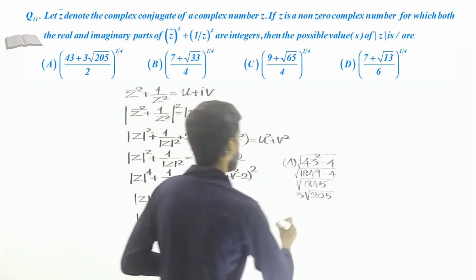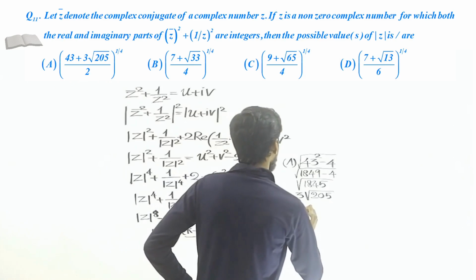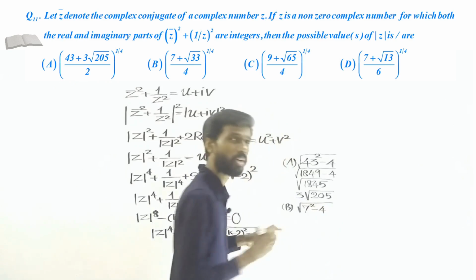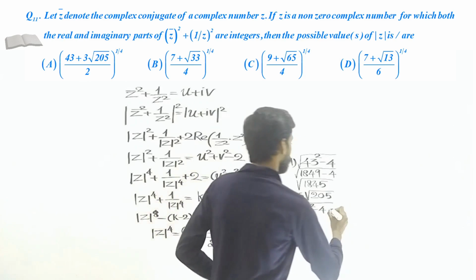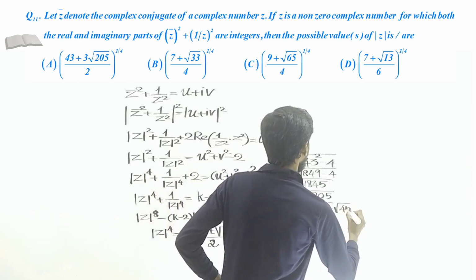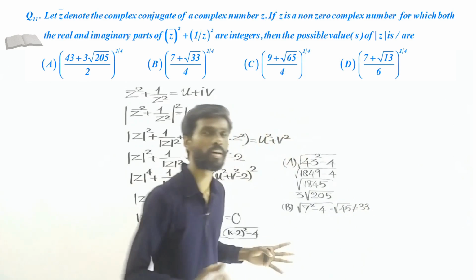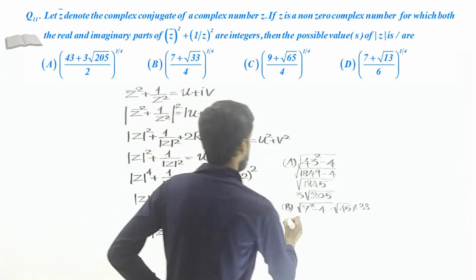Now let us take the second one, B, that is 7 plus root 33. So square root of 7 square minus 4, is it equal to 33? Let us check. So this is root 45, but that is not equal to what is given, that is not equal to 33. So that means that is not our answer. So the second option is not in this form.